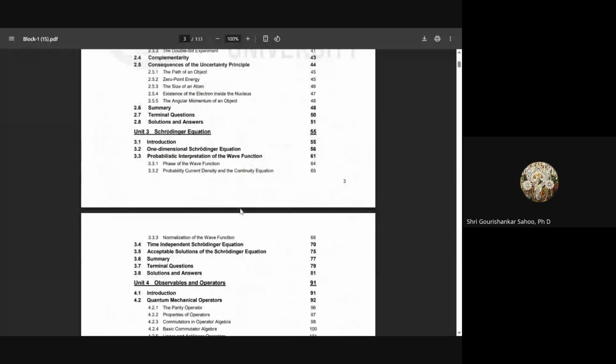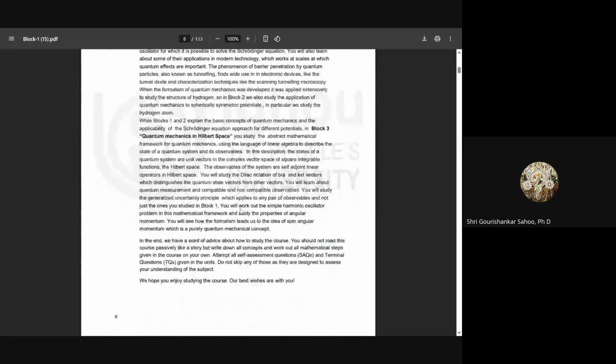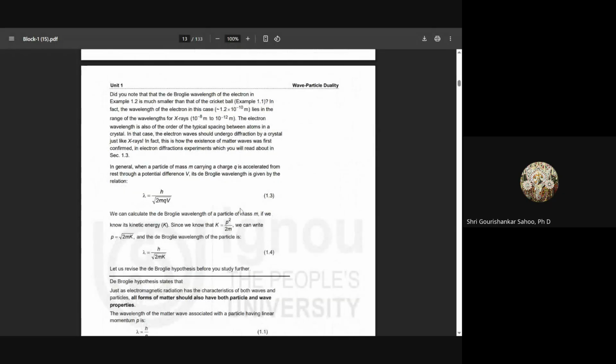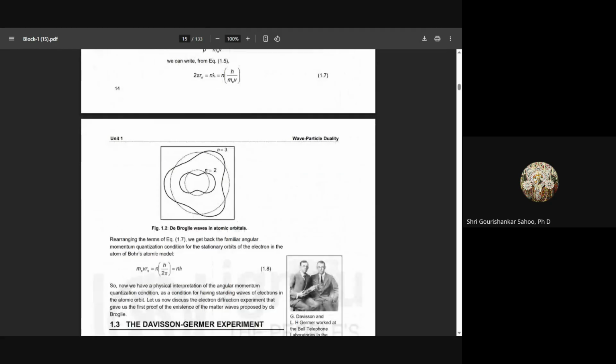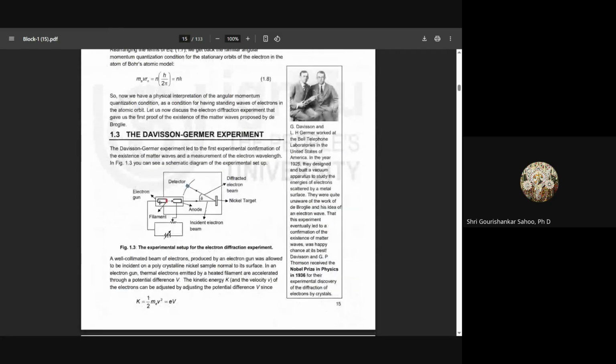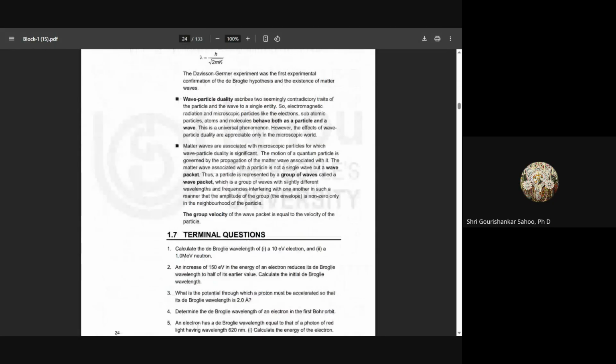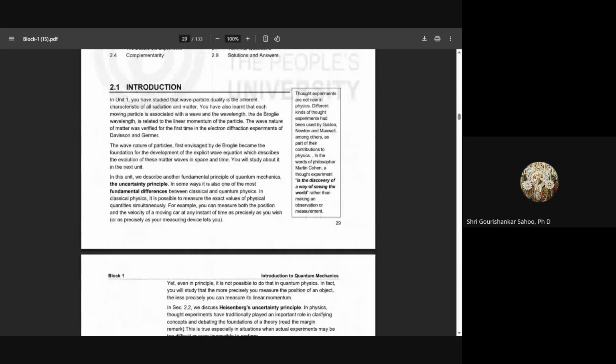So next you can have something which you need to know. Let us have this. This we have already discussed. I discussed these things. So, how the Davisson-Germer experiment and quantization, you can see all these things. We have discussed it earlier.